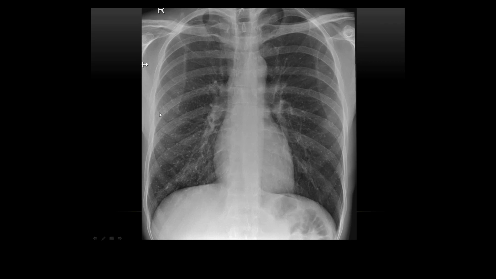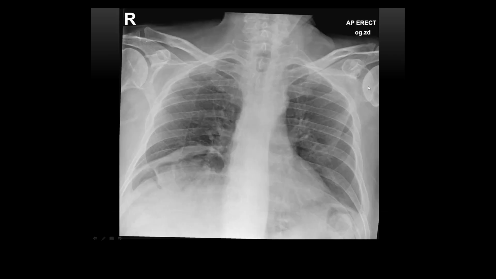So you want to be using your previous chest X-rays. And that's the one thing I would strongly advise, always. As soon as you pull up a chest X-ray, load up the previous chest X-ray next to it. Okay, what's in this one?